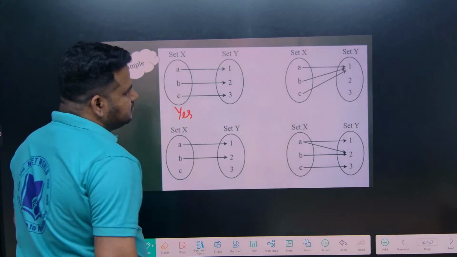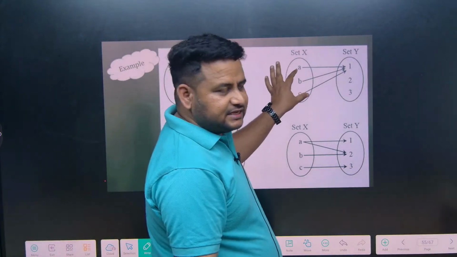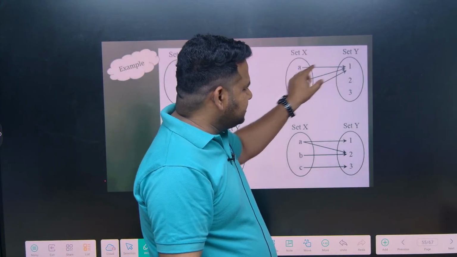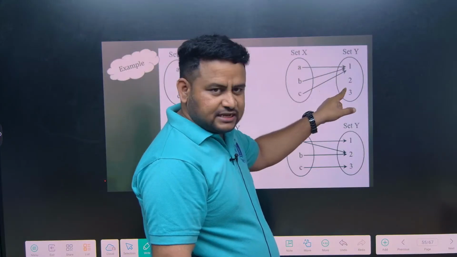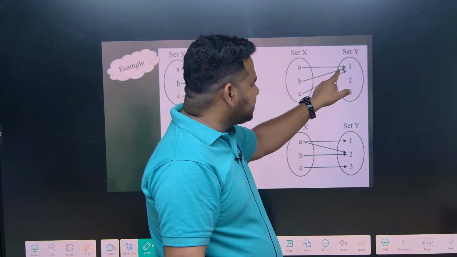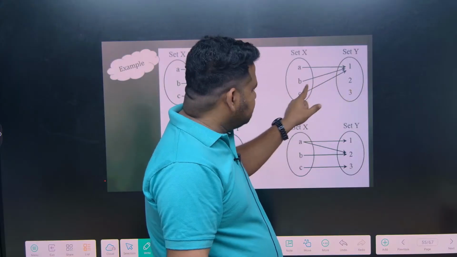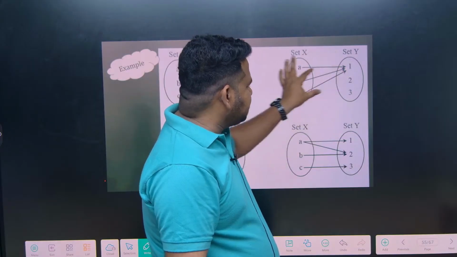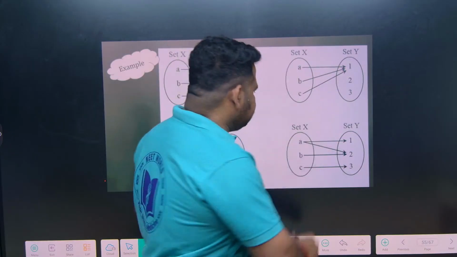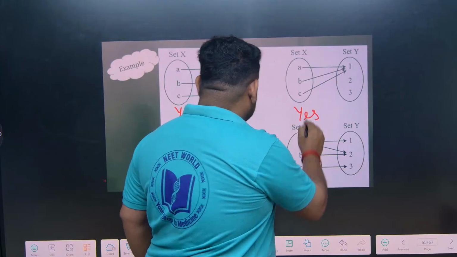What about this one? See, every element in set A is connected. Yes, it is connected. Is it connected uniquely? Yes, A is connected to 1, and A is not connected to anything else. B is connected to 1, but B is not connected to anything else. C is connected to 1, but C is not connected to anything else. So it is correct. 1 is the mother of A, B, C. That is totally fine. So yes, it is a function.